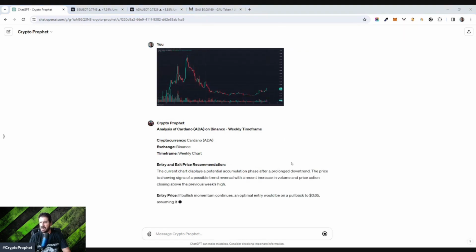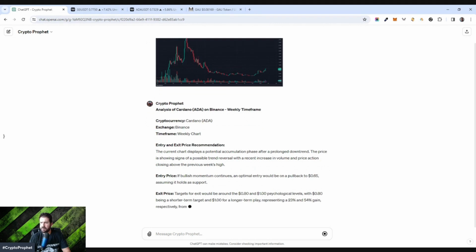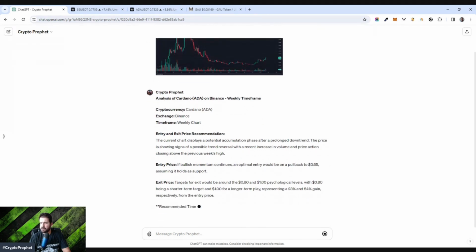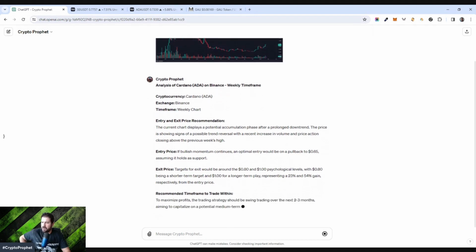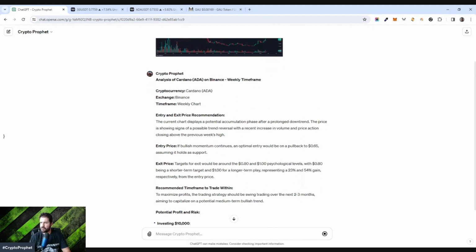All right, so it picks up Cardano on Binance. It's on the weekly chart. Cardano, entry and exit price. The current chart displays a potential accumulation phase after a prolonged downtrend. The price is showing signs of a possible trend reversal, with a recent increase in volume and price action closing above the previous week's high.